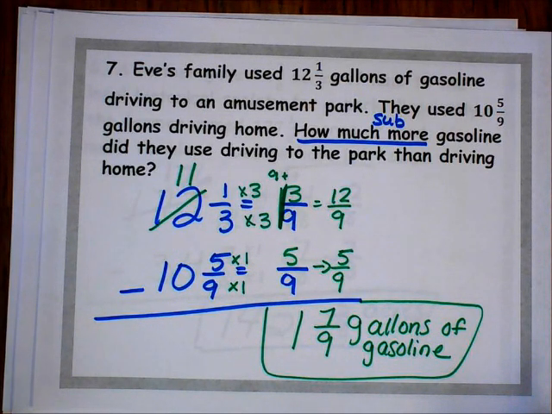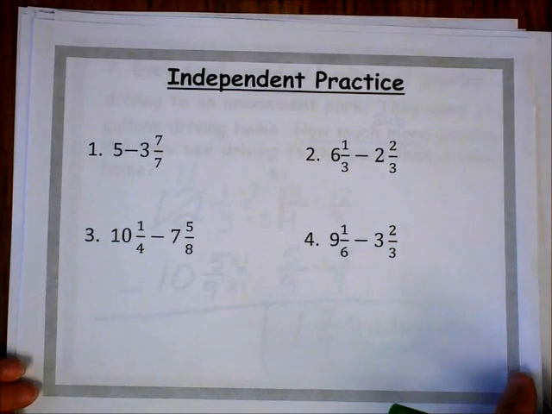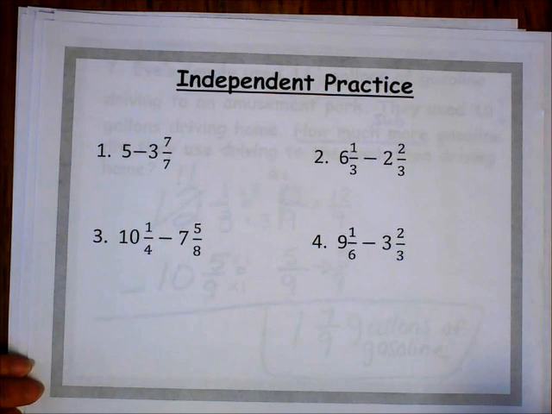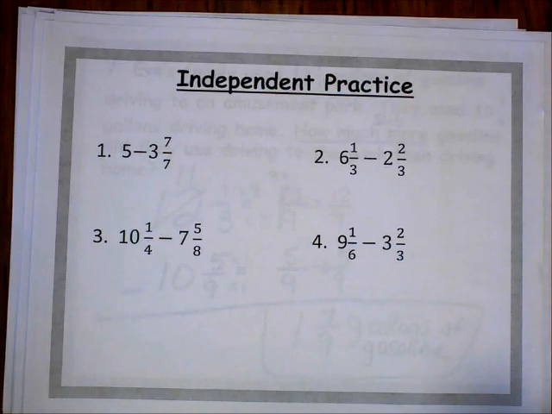Okay, turn to the next blank page in your journal. Fold your page or draw lines to have 4 equal boxes on your paper, and I would like you to work questions 1 through 4 of independent practice on your own and have them ready to check when you come to class tomorrow.